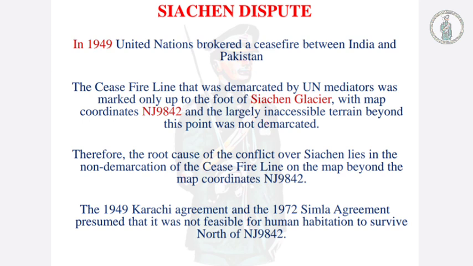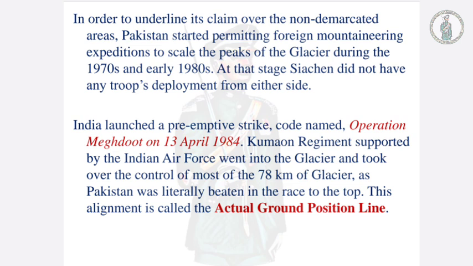So this is the main dispute. On Siachen Glacier, I have already uploaded a detailed video. If you want to watch, the link is available in the I button. So here I will discuss briefly only. We were discussing that the area beyond point NJ9842 was not demarcated. So, in order to underline its claim over the non-demarcated area, Pakistan started permitting foreign mountaineering expeditions.